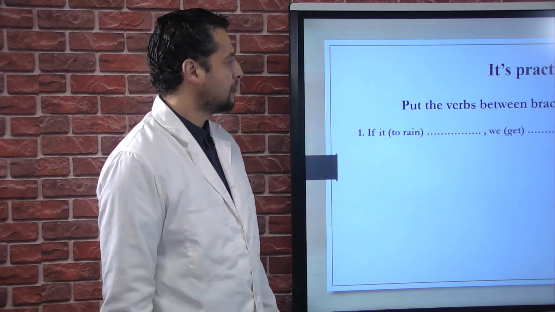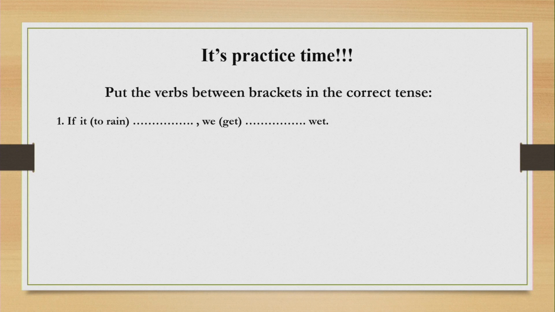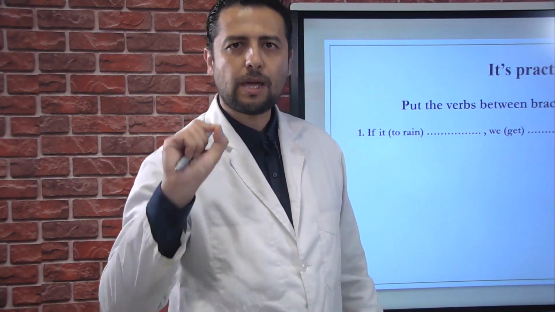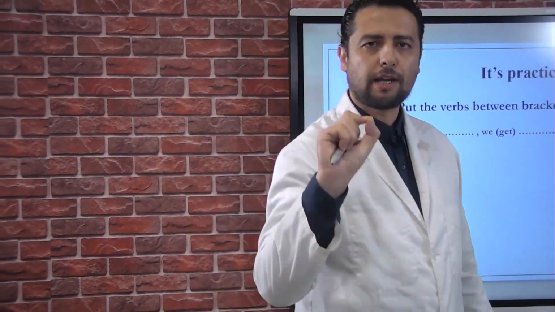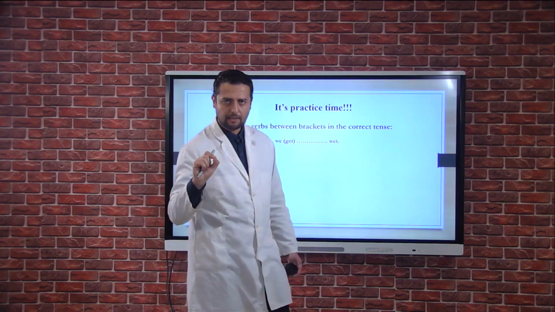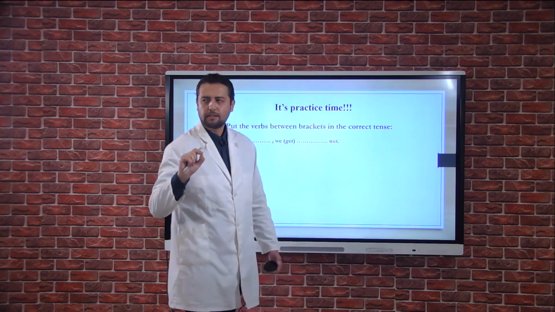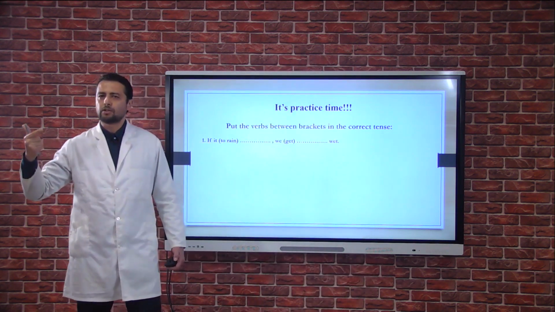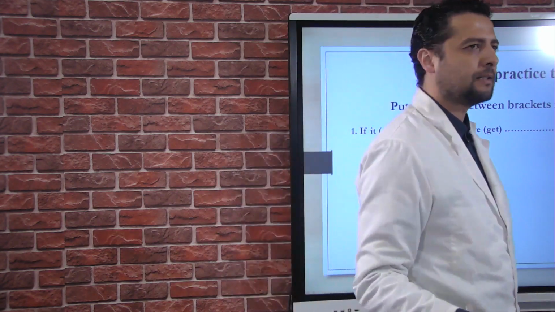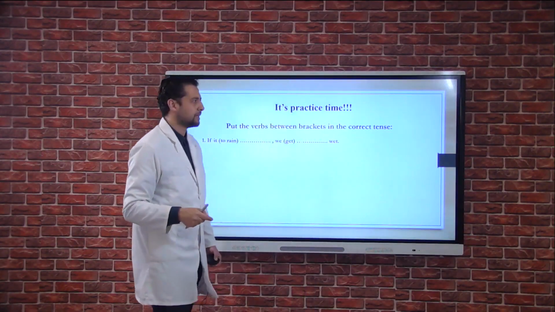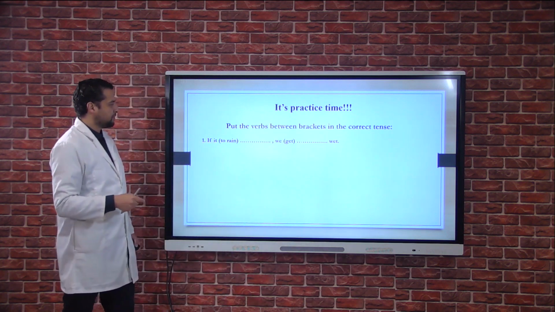The first one, we have here the verb to rain, we get wet. I remind you again, concerning the rule of conditional type 2, we have: if plus subject plus simple past, comma, plus subject plus would or could or might plus the infinitive of the verb. Right, so this is the first example.